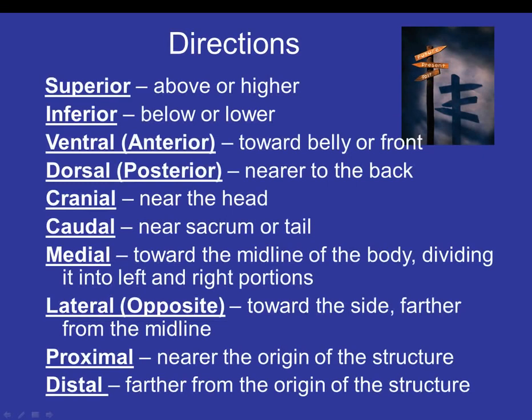The directional terms that we will be talking about are all the terms associated with referring to different parts of the body. So you have superior, inferior, ventral, dorsal, and then you have anterior and posterior, which refer to the same thing as ventral and dorsal, cranial, caudal, medial, lateral, proximal, and distal. And we will go into detail on all of those in the coming slides.